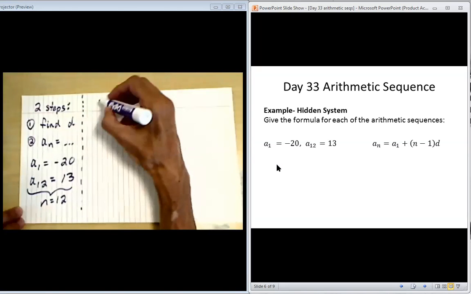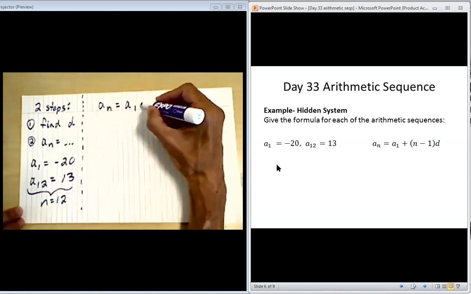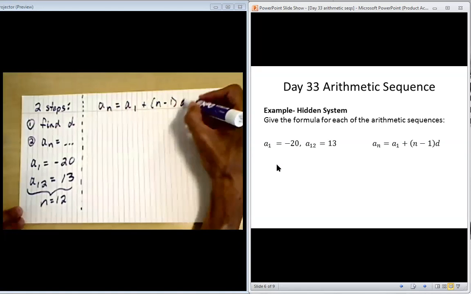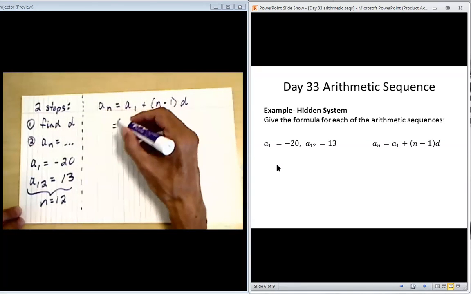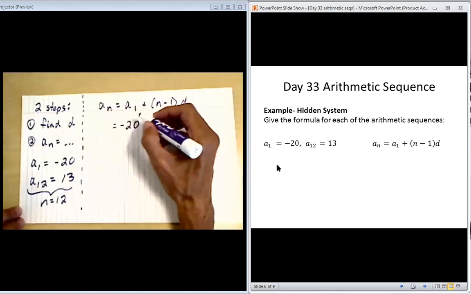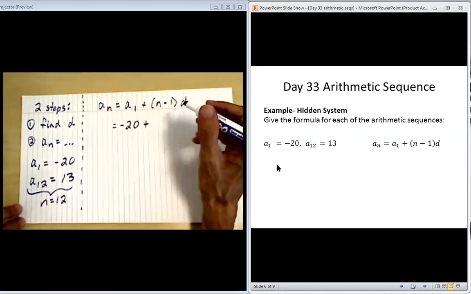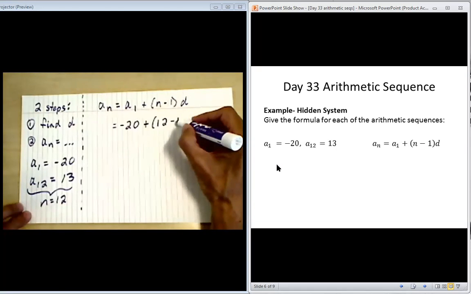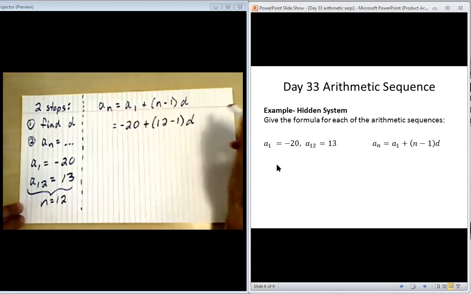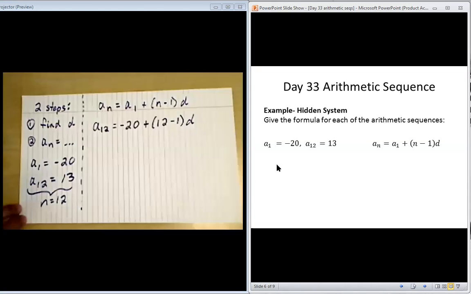Okay, so let's find d first with our starting formula here. See what we got. N minus 1 times d. We got a1, that's a minus 20. We got n is 12, so we can put a 12 in there. We don't have d, that's what we're looking for. And because n is 12, we can say not an anymore, but a12 like that.